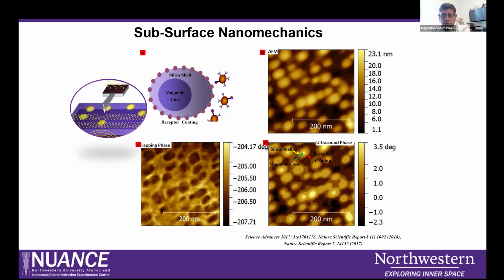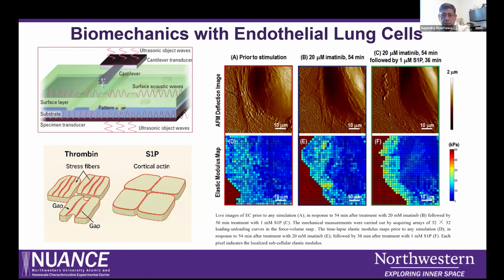Then we also did a lot of these endothelial examples, lung cells, and they are stimulated with thrombin and S1P as stimulating agents. Thrombin increases the stiffness of the cells across the nuclear region, and S1P is another stimulating agent that increases the mechanical response at the periphery regions. Thrombin creates a lot of stress fibers, as you will see here. This is a live image in real time in liquid. You can see how the mechanics changes over a period of time. So you can do these things.